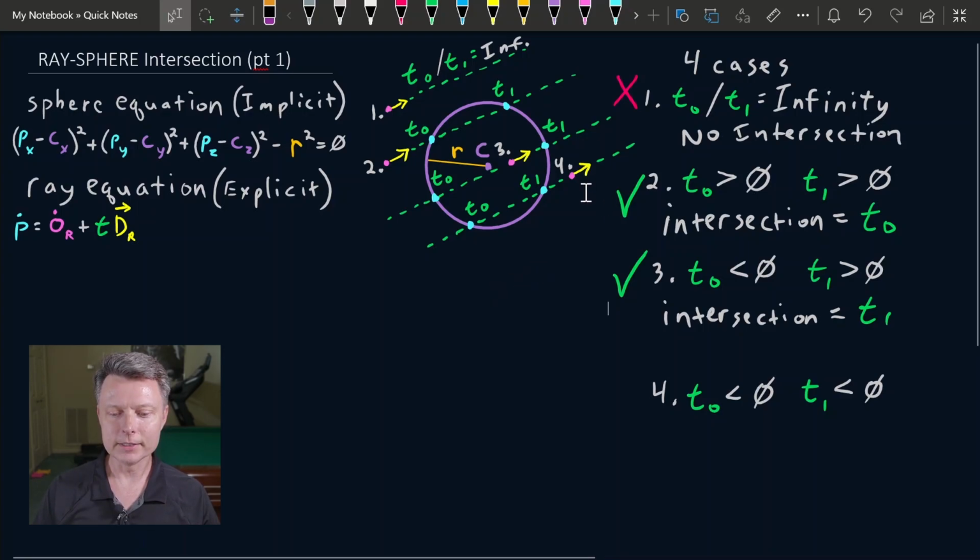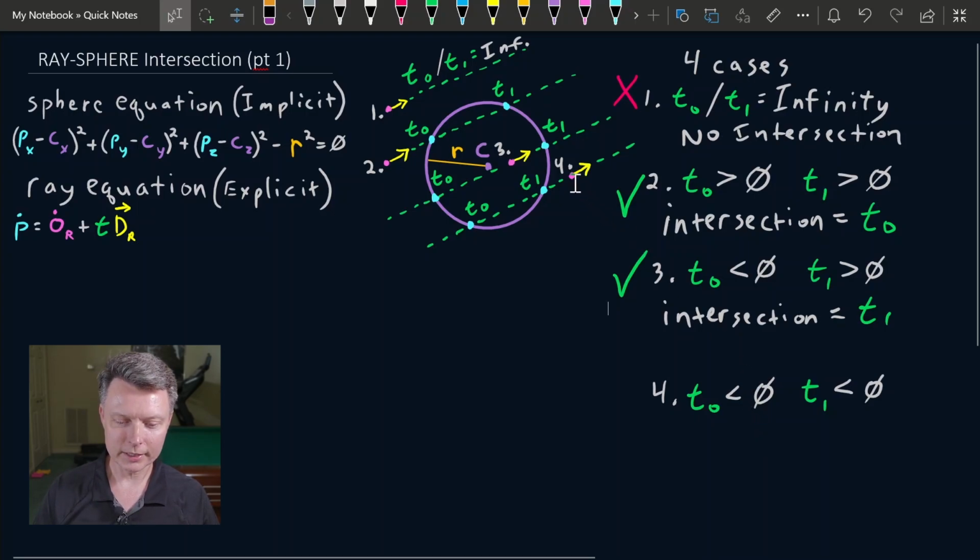And then finally, let's look at case number 4. This is another thing that can happen when we plug in these equations to each other. So let's say we get a T0 and T1 that are not infinity, so we know that it hit the sphere, unlike this case here where they're infinity. So let's say we get a number back, but both T0 and T1 are less than 0. And so they're both negative. And what does that mean?